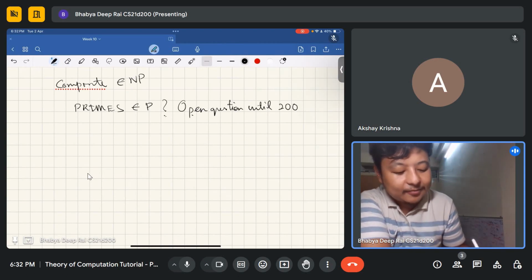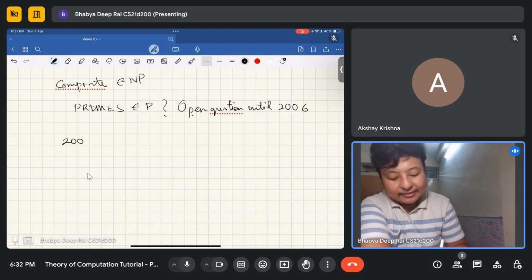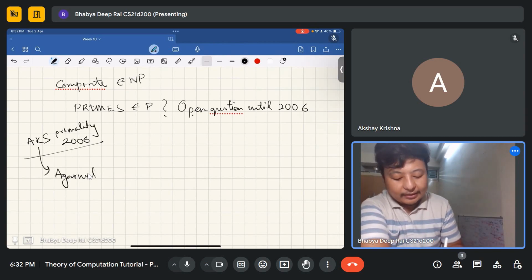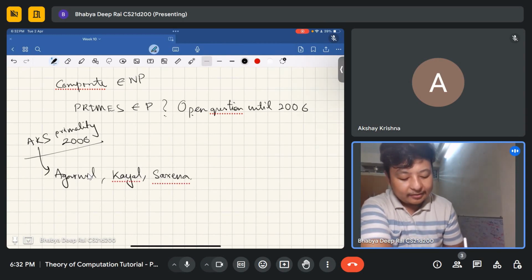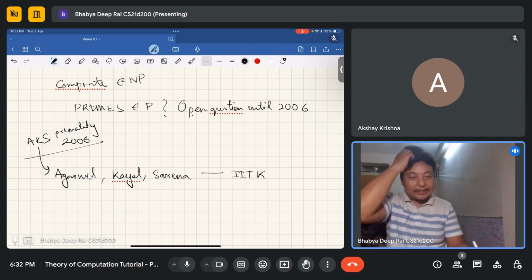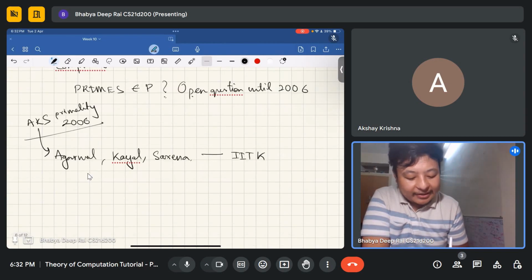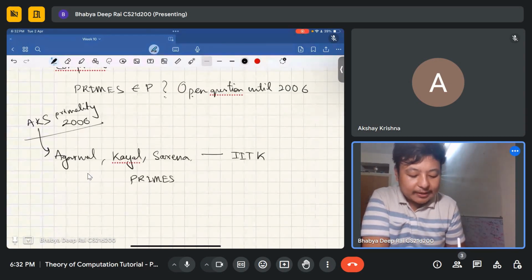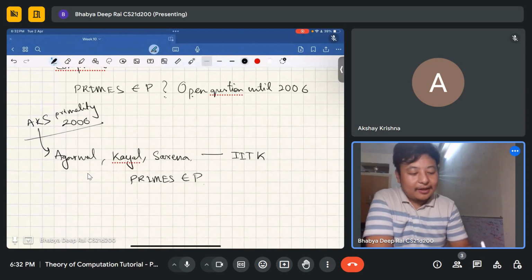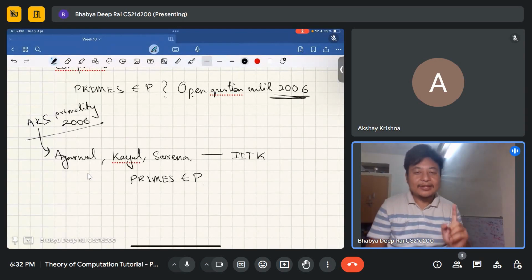This is an open question until 2006. In 2006, there was a famous result called the AKS primality result. A stands for Agarwal, Kayal, Saxena: Manindra Agarwal, Neeraj Kayal, and Nitin Saxena, from IIT Kanpur, actually came up with this result that PRIMES is in P. So this was a huge result, and it was only resolved in 2006.